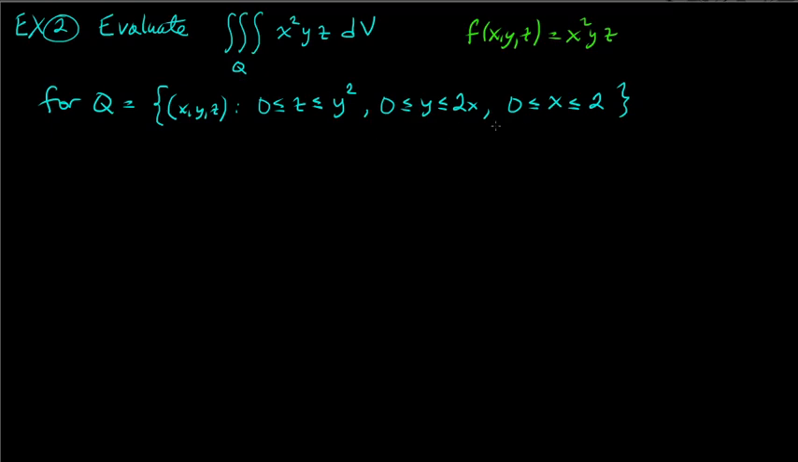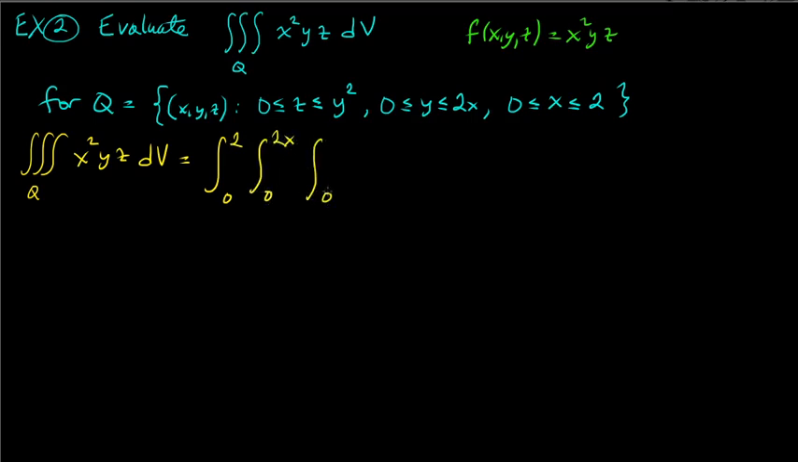So we just use Fubini's theorem and change this into an iterated integral. And so we don't even need to draw the region. It might be helpful in some cases, but in this case, let's just try to evaluate it. So x goes from 0 to 2, y goes from 0 to 2x, and z goes from 0 to y squared. And now we're just integrating x squared yz, dz, dy, dx, since that's the best order here.